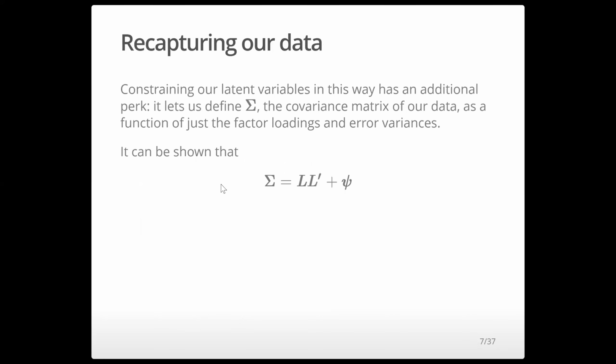Constraining our variables in this way has another nice property in that it lets us define everything in terms of the covariance matrix of our original data, sigma. So we can define sigma now as the loading matrix times its transpose plus psi. And this is convenient because we don't have to worry about the unobserved factors. We can just estimate the loadings based on the covariance matrix and psi. So this saves us some estimation, and in fact makes it so we can estimate the model.